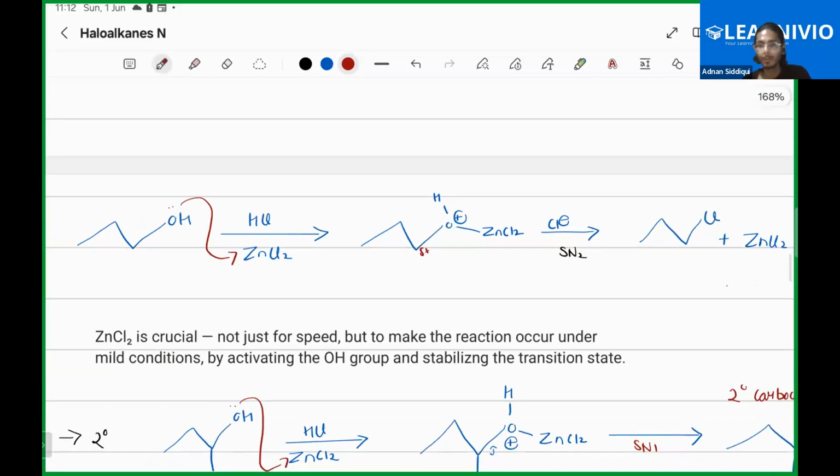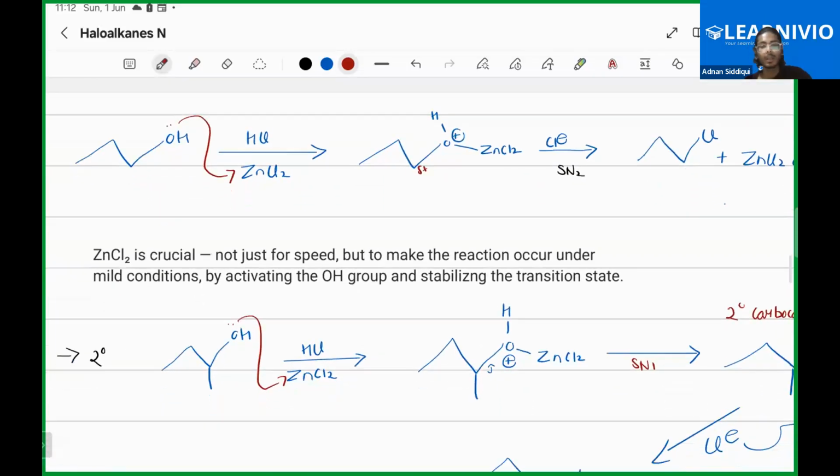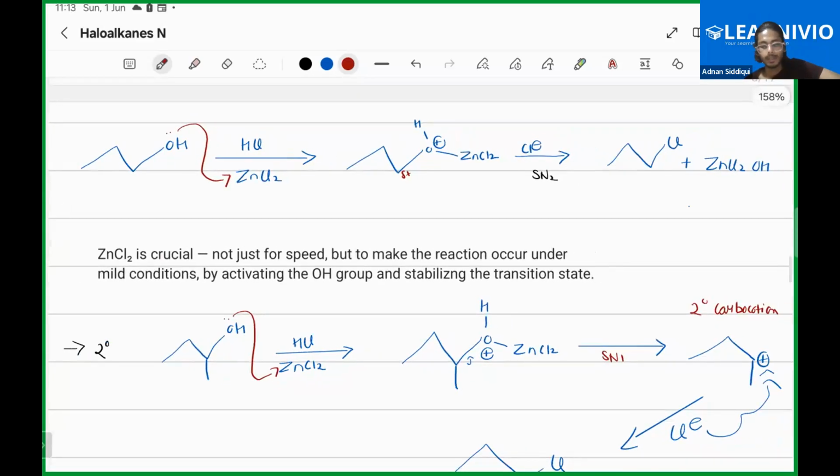If they ask you what is the purpose of Lucas reagent, what you can tell? ZnCl2 is crucial not just to speed up the reaction, but to make the reaction occur under mild conditions by activating the OH group and stabilizing the transition state. Is it clear why we are using ZnCl2? Because without it, the reaction may take 2 or 3 days, and it is forming a complex basically.